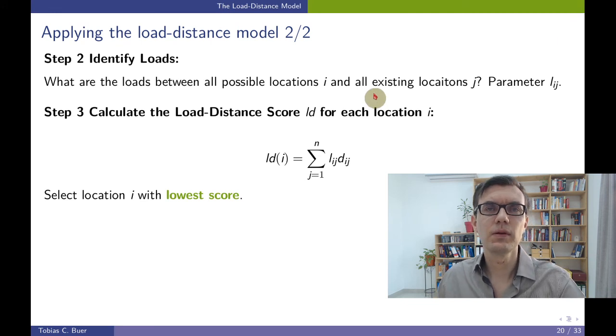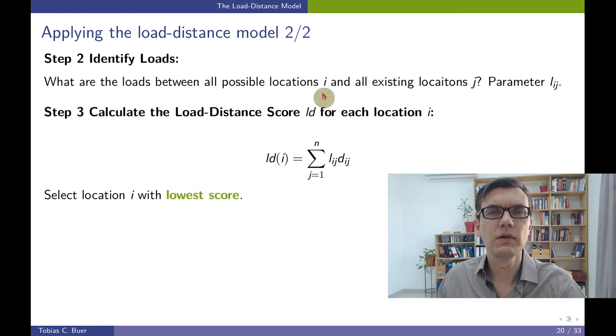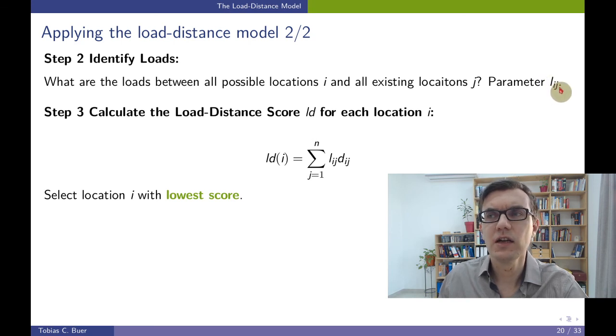The second step is identifying the loads. So how much do we need to transport to each existing location? For each existing location we need to have a load value. This is given here as Lij, and this parameter means how much we transport from location I to location J. In many cases, location J has a fixed demand, and if you are only going for one new potential location, then we only need to focus on the demand of location J.